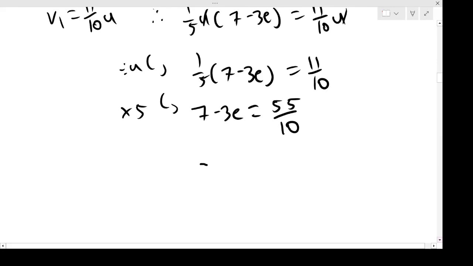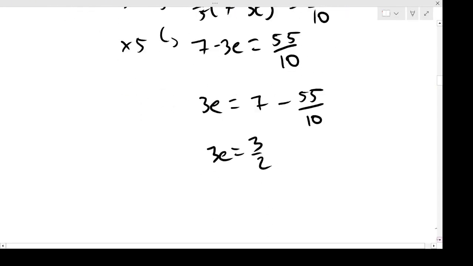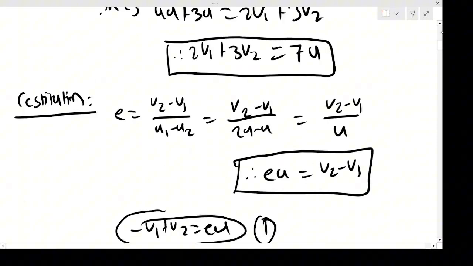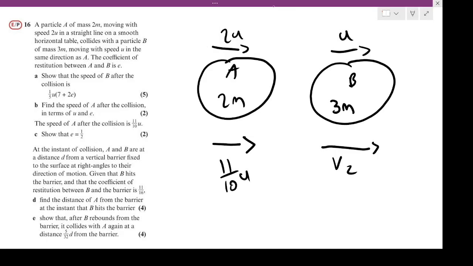Then hopefully you can spot 3E is going to be 7 take away 55/10. So that simplifies to 3/2. Okay, and therefore divide by 3, we get E on its own to be a half. Okay, and there we are. So we've shown that E has to be a half there. So that should be fairly standard-ish. Hopefully nothing's thrown you off at this point, hopefully happy up to here.